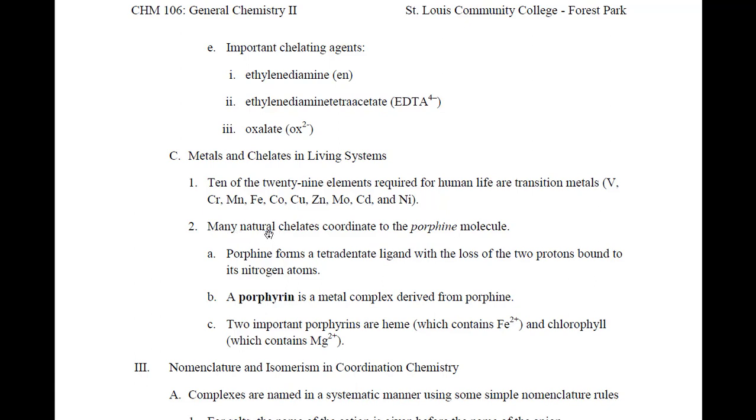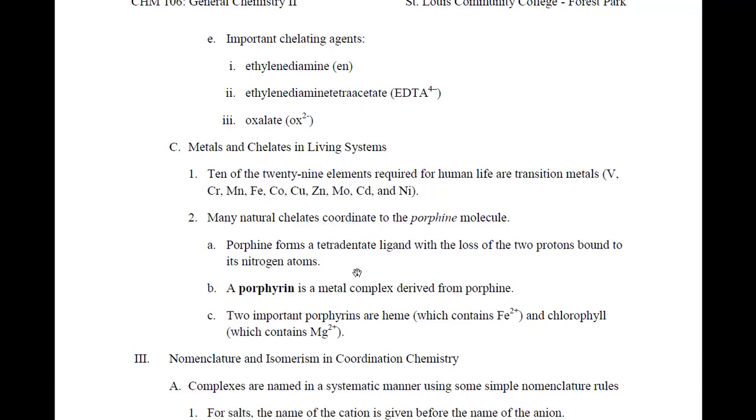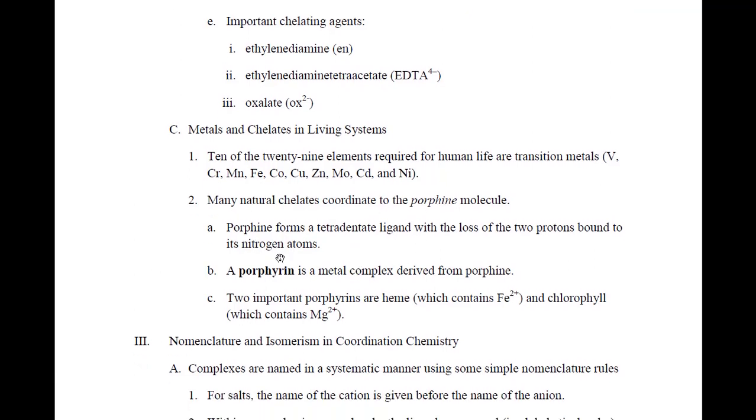Then, many natural chelates coordinate to the porphine molecule. Again, if you've had enough biology anyway. So porphine forms a tetradentate ligand with the loss of 2 of the protons bound to its nitrogen atoms. And so a porphyrin is a metal complex derived from porphine.